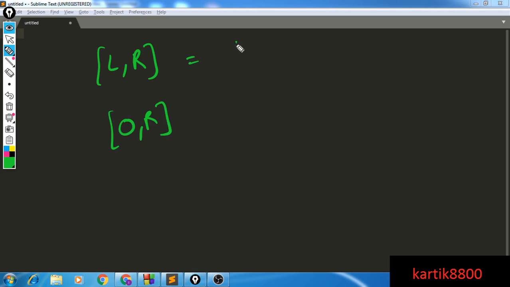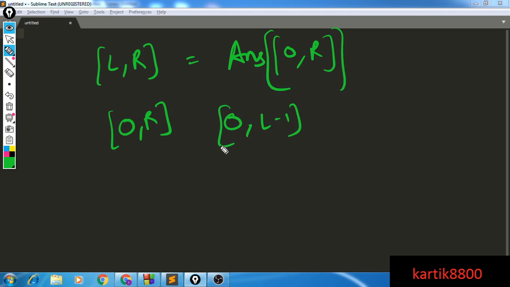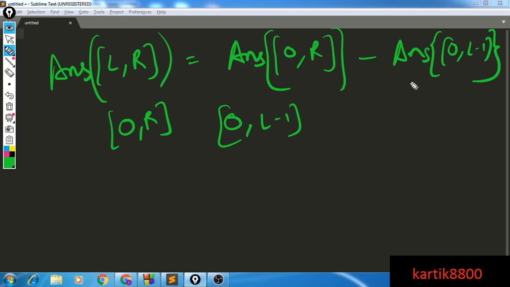And so the answer for 0 to R, I'll find out the answer for this range. And I'll find out the answer for the range 0 to L minus 1. And I'll use these two answers to get the answer for L to R. If you have doubt with this, I recommend that you watch my introduction to digit DP video. Okay, I'll be using these two things to evaluate my overall answer.